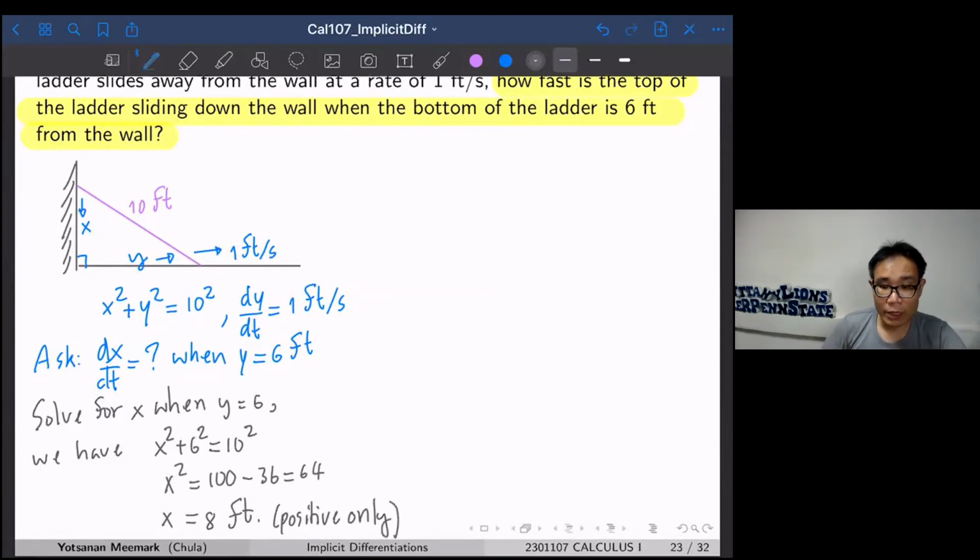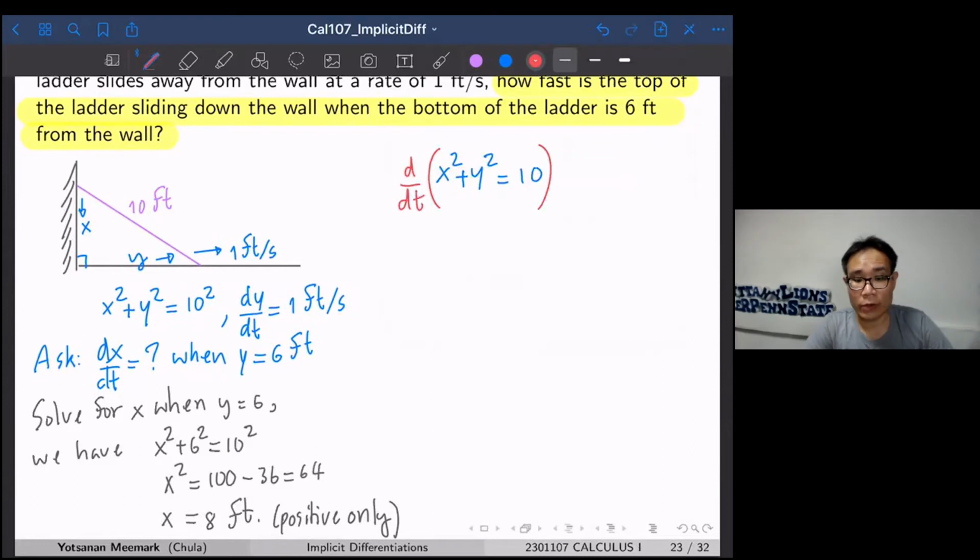Okay. So you have x equal to 8, and we know the relationship x squared plus y squared equals 10 squared. We're going to differentiate both sides with respect to the time t.